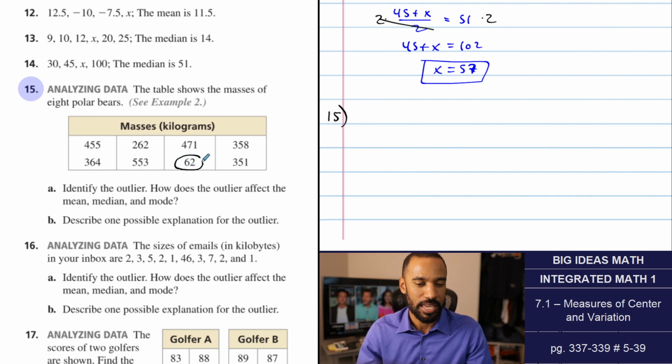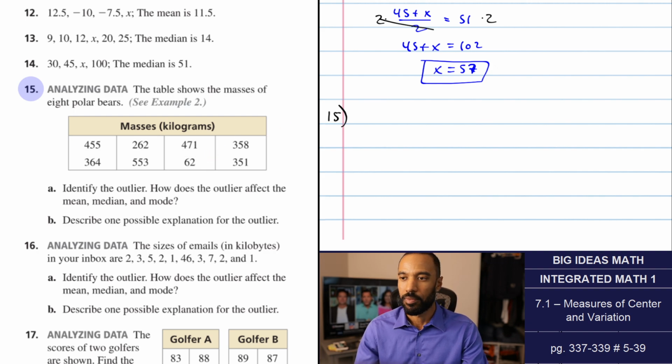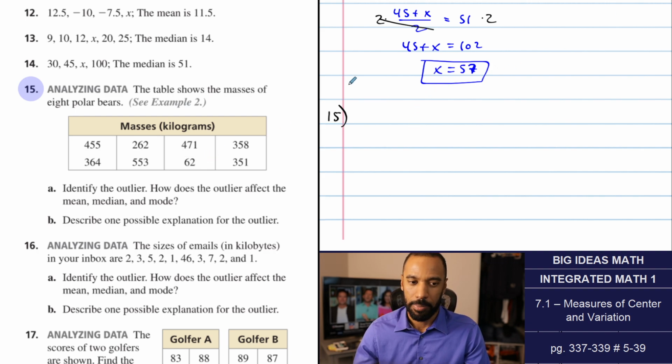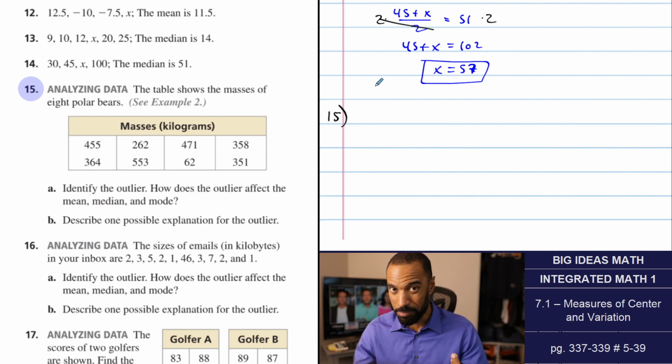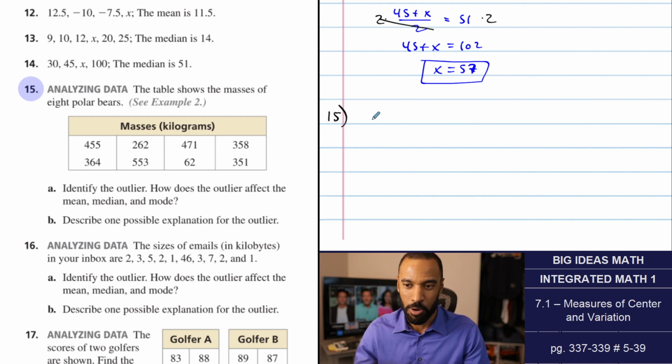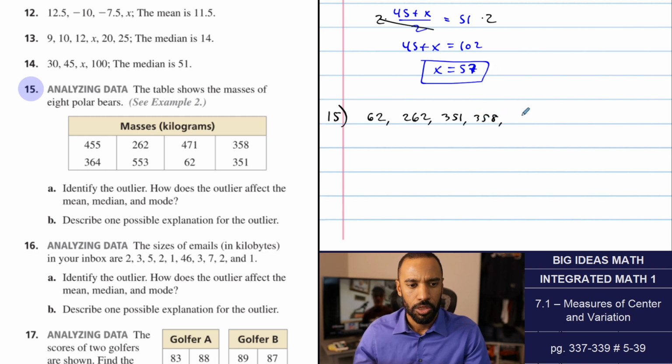Clearly, 62 is the outlier. So let's copy down the values still. We still need the mean, median, and mode in general. So I'm going to write the numbers in order, 62 being first. No 100s. There's a 200. There's 262. The 300s, and this is just me looking at the values: 351, 358, 364, and a couple in the 400s.